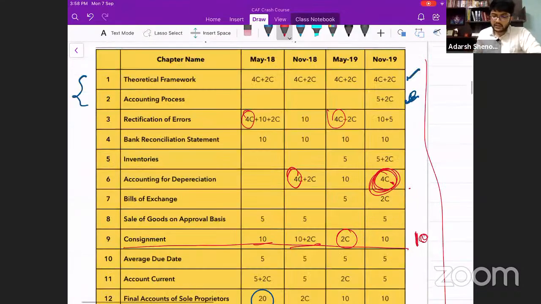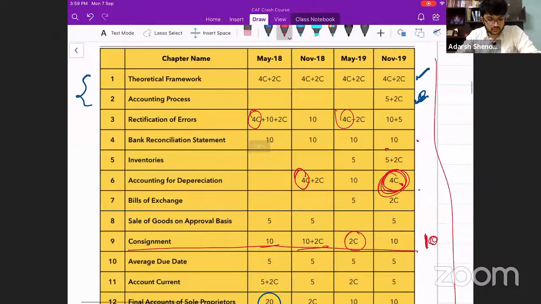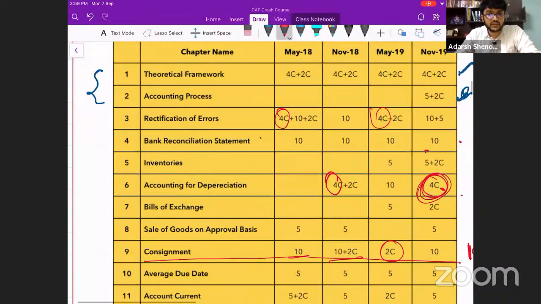And then about bank reconciliation statement, focus on adjusted cash book. Focus on adjusted cash book. I feel it's very important for our exams, adjusted cash book problems. So do the adjusted cash book problems properly, understand what comes over there, what doesn't come over there. So that is very important with regards to the BRS, bank reconciliation statement, adjusted cash book problems.